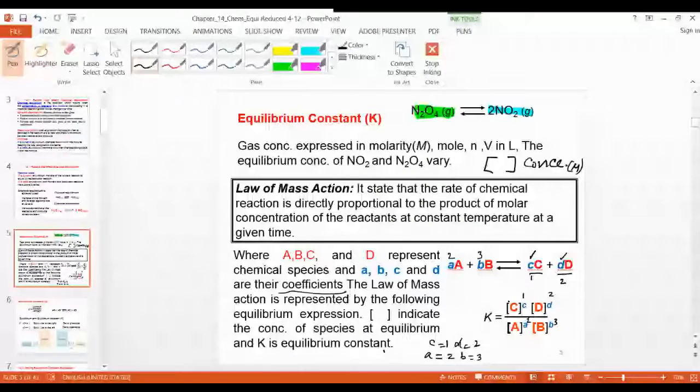So the rate of the chemical reaction is directly proportional to the molar concentration of the product raised to the power of its coefficient, divided by the molar concentration of the reactant raised to the power of its coefficient. Just simply write it, and K is equal to the chemical equilibrium constant, and the brackets designate the concentration, or the molarity. According to this law of mass action, you will express the K expression, the equilibrium constant expression.